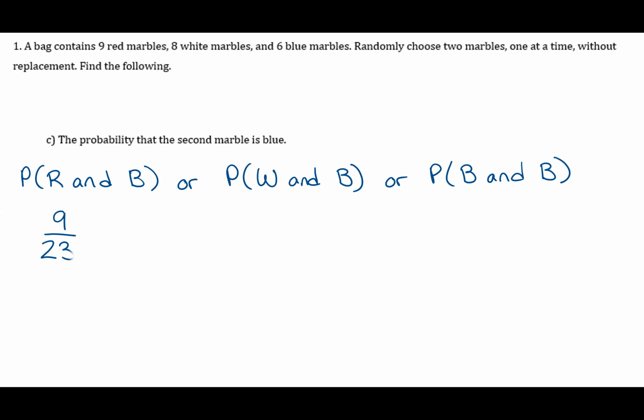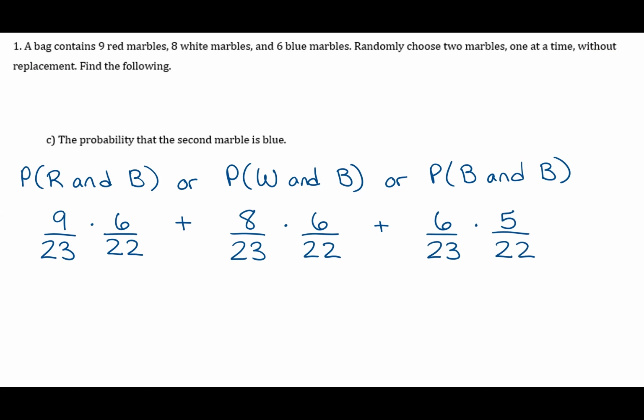So red and blue, you get 9 out of 23 times 6 over 22. And then white and blue, there's 8 out of 23 is the probability that you pick a white, and then 6 out of 22 for blue. And then the next one is 6 out of 23 times 5 over 22. Okay, I see how all that works. And then since those are mutually exclusive events, you just add those up and I guess it reduces to 6 out of 23. Is that right? Yep. Perfect.